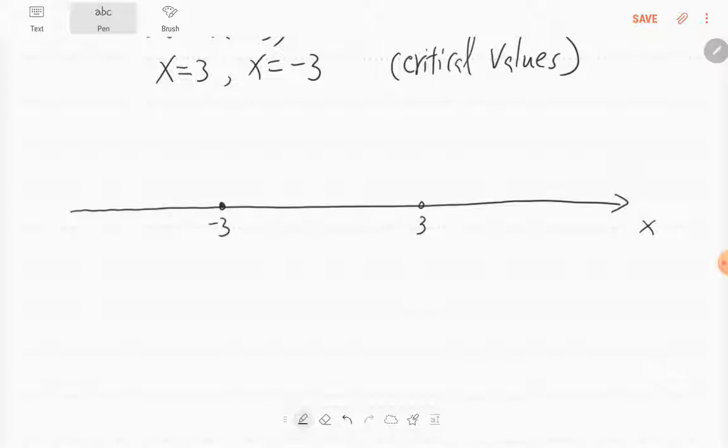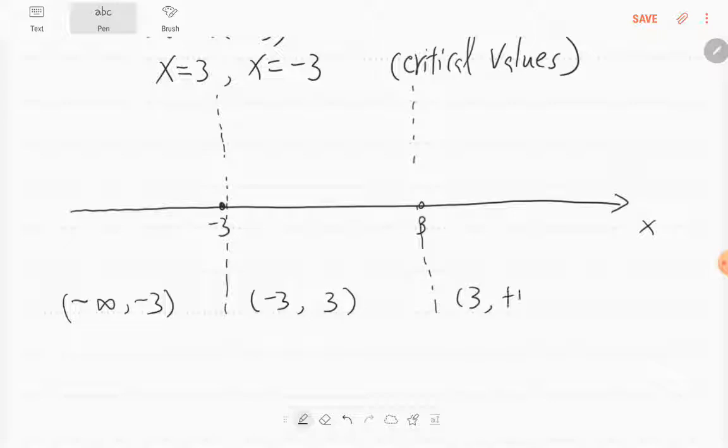Right? So let's divide our number line into 3 parts, right? And this part is negative infinity to negative 3. We only look at the open intervals. Here is negative 3 to 3. Here is 3 to positive infinity, right? We need to determine the derivative is positive or negative on each interval.